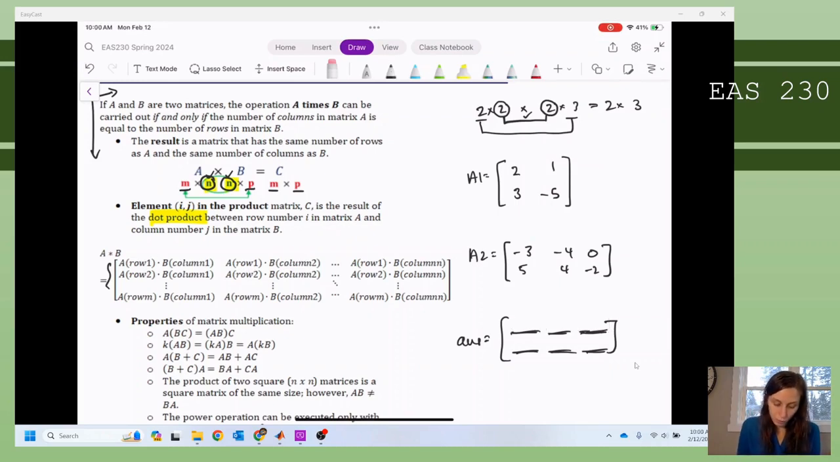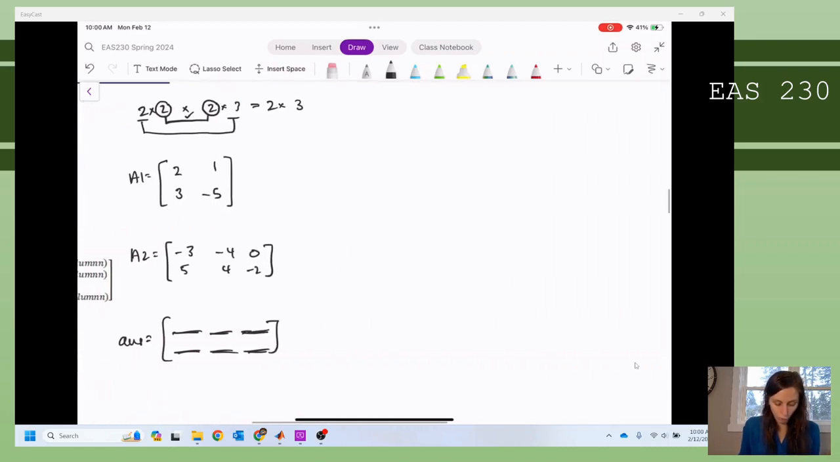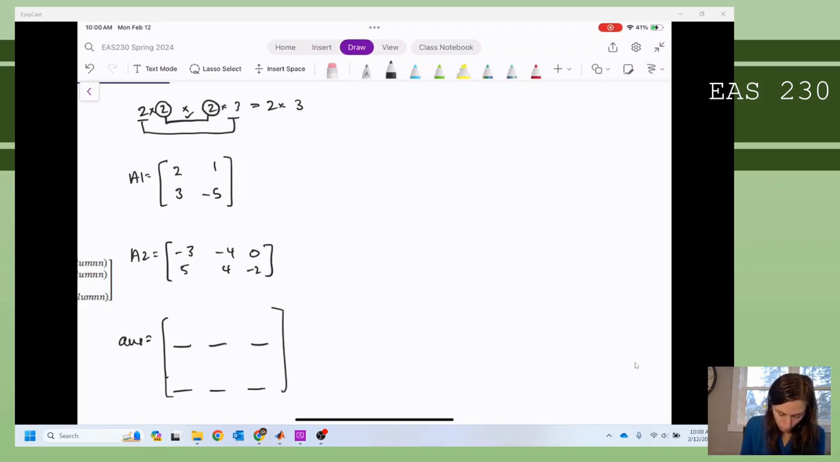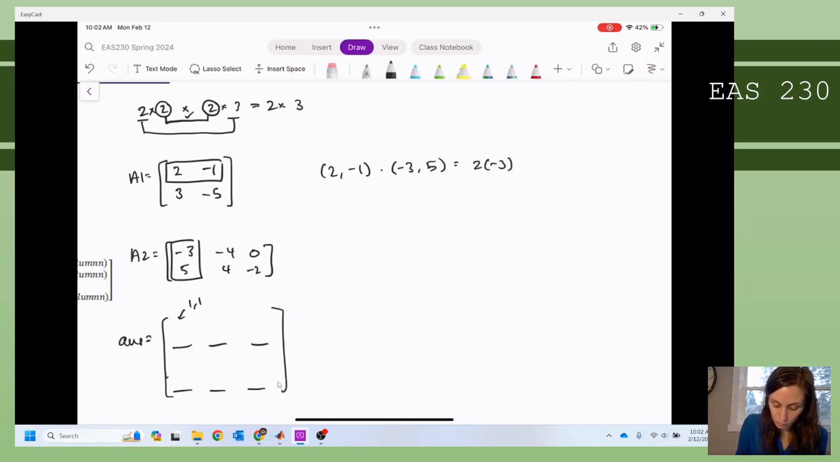So if we see this play out in our matrix, let me write this bigger. If I want to demonstrate in these matrices, I'm going to start with row 1, column 1. So I'm going to grab row 1, column 1, and the dot product between those two, 2, -1 dot with -3, 5, produces 2 times -3 plus -1 times 5, or -11. Gives me a -11.